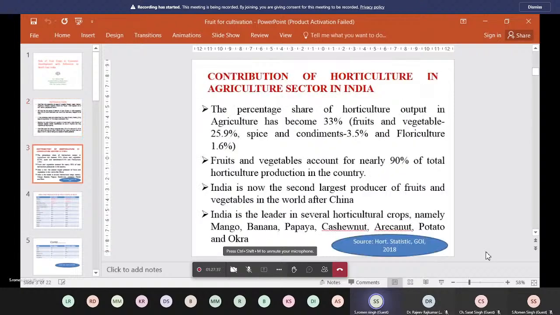Sir, I want to share the contribution of horticulture in the agriculture sector in India. At present, as per the 2018 data, sir, horticulture contributes about 33% of the total agriculture sector. Within horticulture, fruits and vegetables share nearly 90% of the total horticulture production in our country. India leads the world in fruit crops like mango, banana, papaya, cashew nut, areca nut, and vegetable crops like potato and okra. At present, India is the second largest producer of fruit and vegetable crops after China.